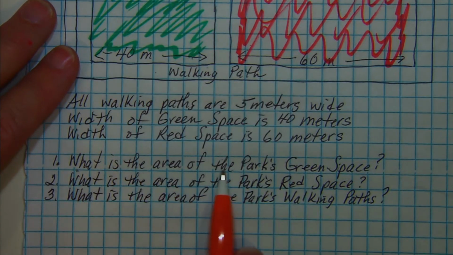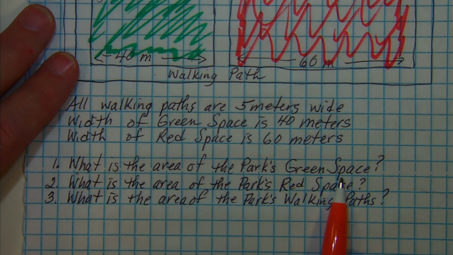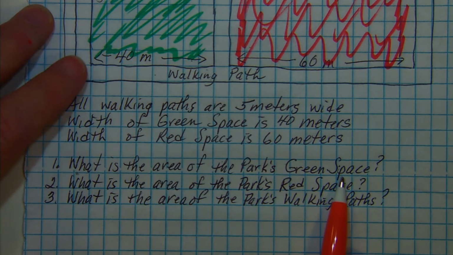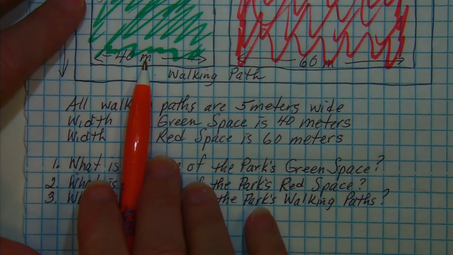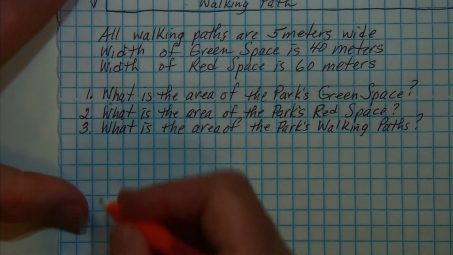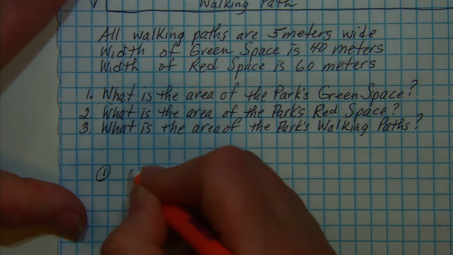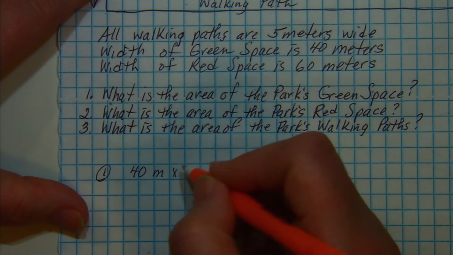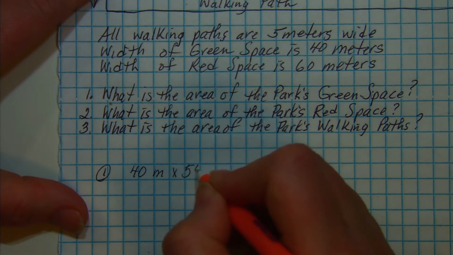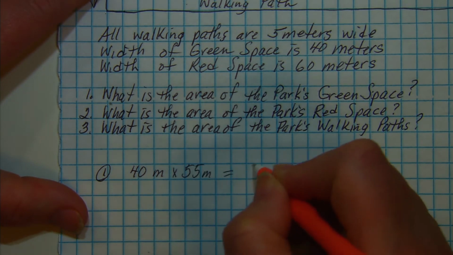What is the area of the park's green space? So they want to find the area of the green space. Well, the green space is 40 meters by 55, yes? All right, so let's do the work down here for number 1. 40 meters times 55 meters equals green.